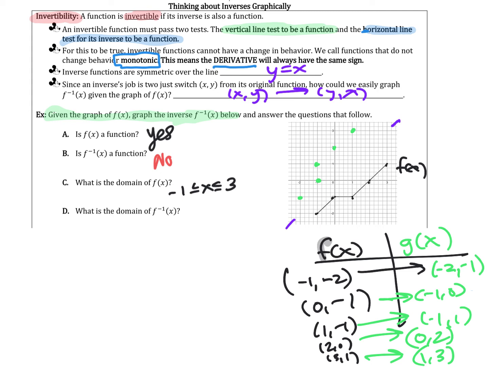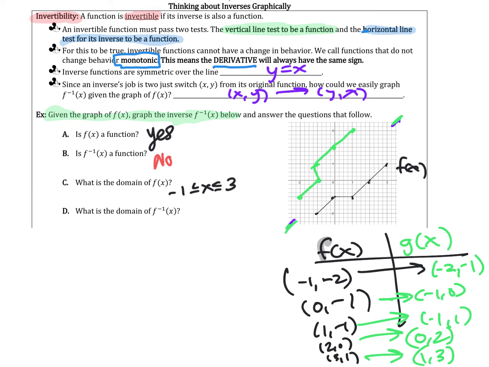And then I'm going to connect. Ooh, that did not go well. Let's try that again. I'm going to connect the dots there. And it does look like if I folded it along this line that everything would line up perfectly. So graphing the inverse really just means identify some points and switch the x and the y values.